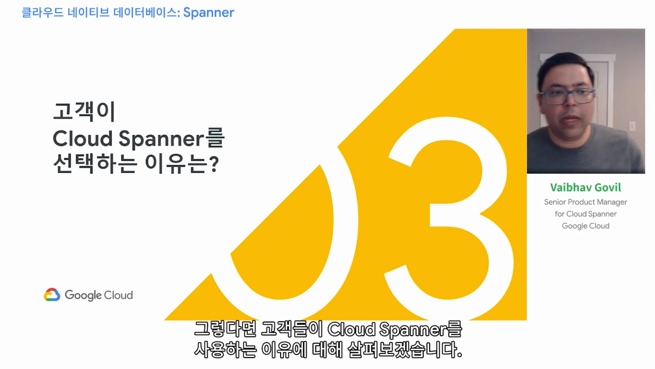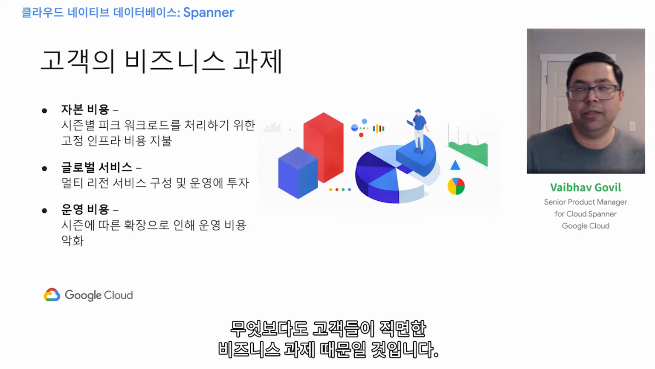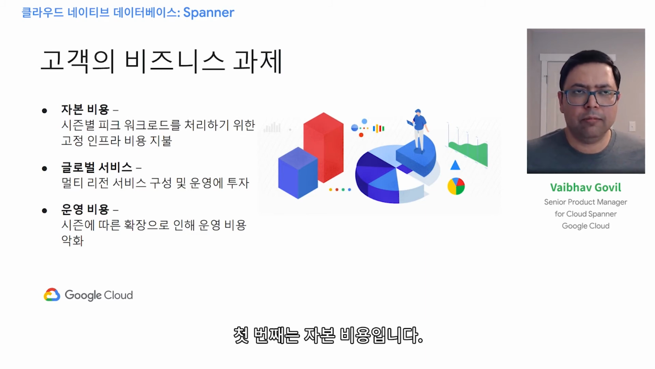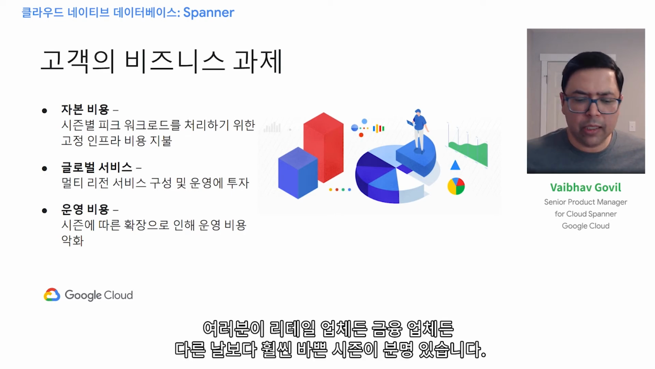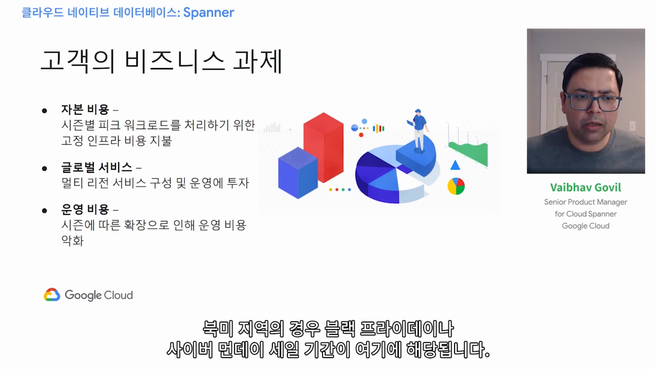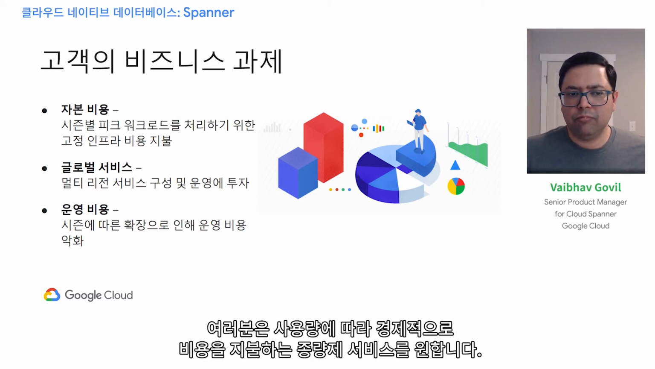Okay, so now let's talk about why customers are building on Spanner to begin with. First and foremost, these are the business challenges faced by customers. First one is the capital expense. You don't want to be paying for fixed infrastructure just to handle seasonal peaks. If you are a retailer or a financial company, it's bound to happen that some days are busier than others. In North America, we have Black Friday and Cyber Monday sales, and we have seen peaks of a 1,000% increase in traffic. So you want a pay-as-you-go service, so it's economical to use.